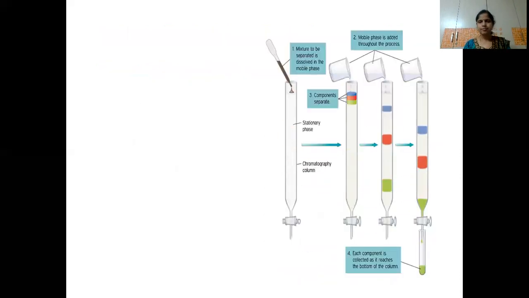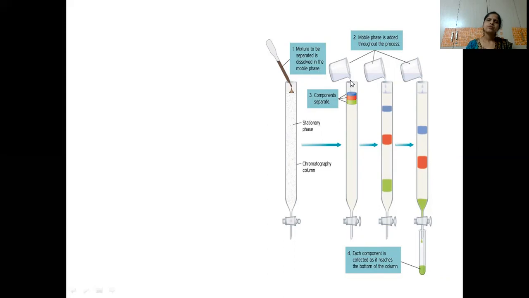Now in this diagram, you can see a column chromatography where the column is filled with the adsorbent and the sample is loaded. This is the sample, or the mixture, which has some components. There are three components which we need to separate. Now what we are doing is pouring the solvent. This solvent is acting as the mobile phase.